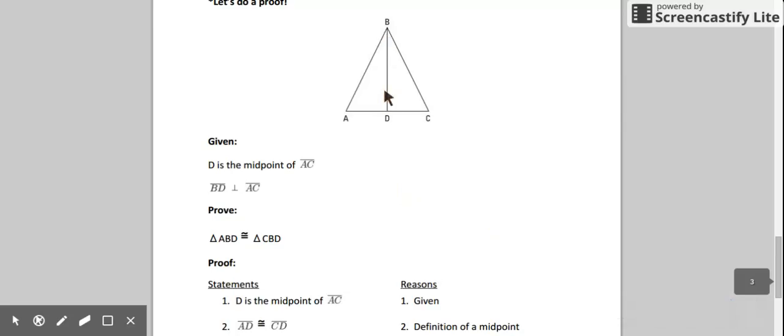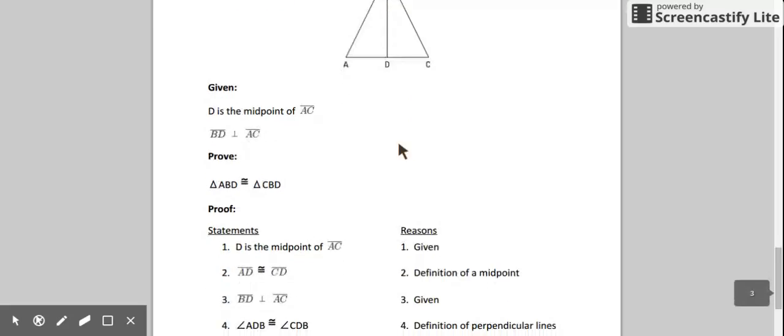If segment BD is perpendicular to AC, then what do I know? Well, I know that it creates two right angles here. Perpendicular lines create right angles, so I could draw boxes in the corners right here. And I now know that angle ADB and angle CDB are congruent, so that would be my next statement. And I was able to make that statement. I knew that those two angles were right angles because of the definition of perpendicular lines.